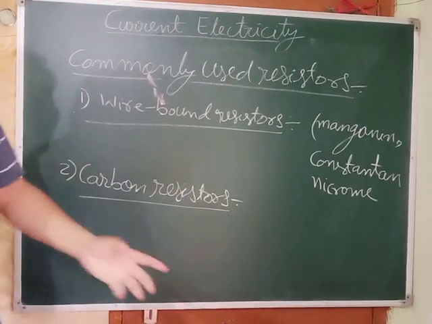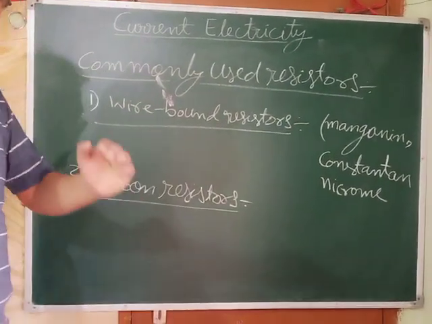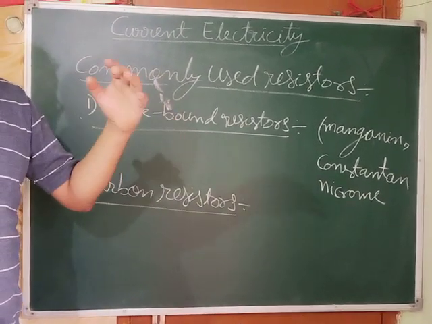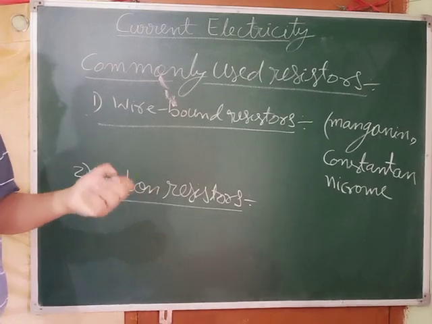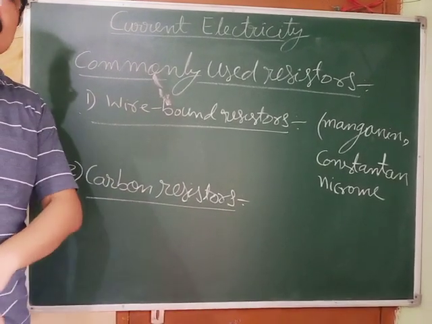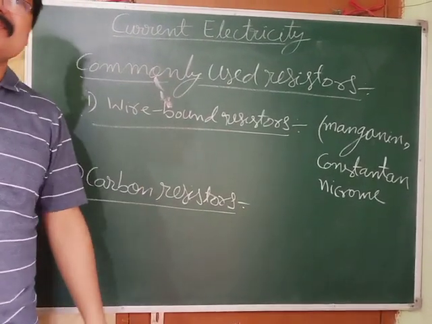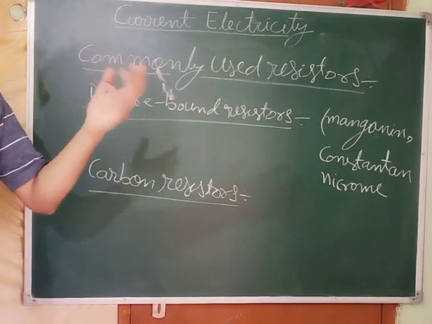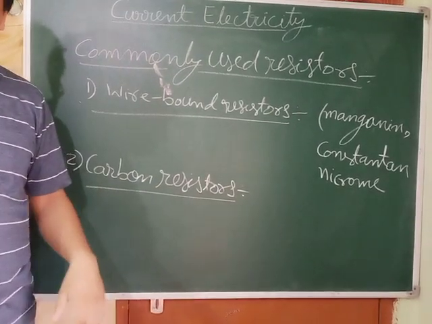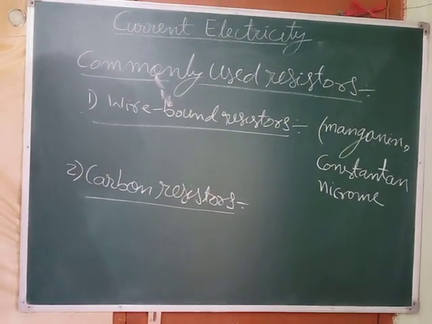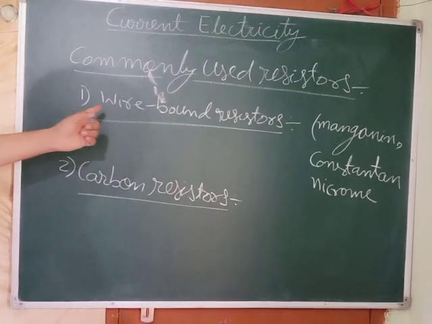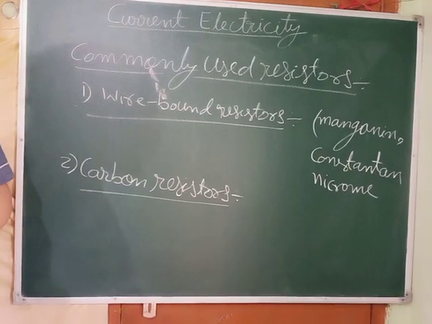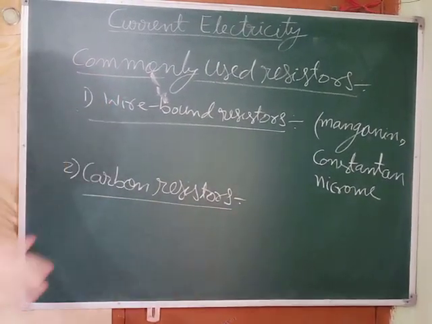So we choose these alloys. Their resistivity or resistance remains almost constant till a few hundred degrees Celsius. Only if you increase the temperature beyond that will the resistance change by an appreciable amount. So their resistivity almost remains invariable with temperature. Clear? But the problem is that for wire bound resistors, we require a long wire for very high resistance. That is the only problem with wire bound resistors.